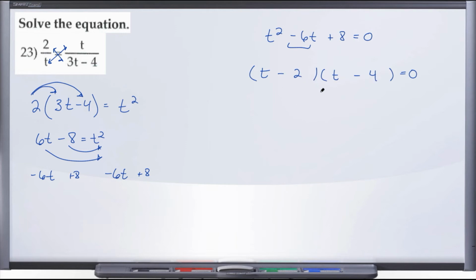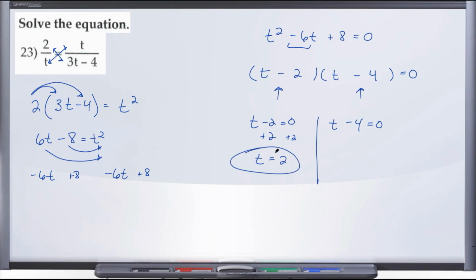And now that we've factored the trinomial, since we're dealing with an equation, we want to set each of these factors equal to 0 independently. And that's a minus sign, right? So t minus 2 equals 0, and then we'll have t minus 4 equals 0. And solving for t, we'll have t equals 2. Solving for t again, we will have t equals 4.